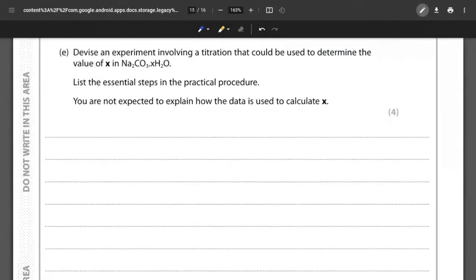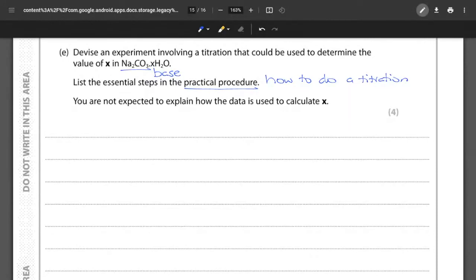And then the last question is looking at an experiment involving a titration that could be used to determine the value of X, and we want to list the essential steps in the practical procedure. We don't have to talk about how the data is actually used to calculate X. So in reality, this is another way of saying how to do a titration. And how do we do a titration of sodium carbonate, something that is a base? Whilst this looks a little bit scary at first, it's actually much easier than you think. 4 marks, how do we do a titration?